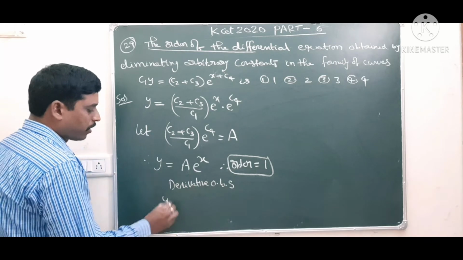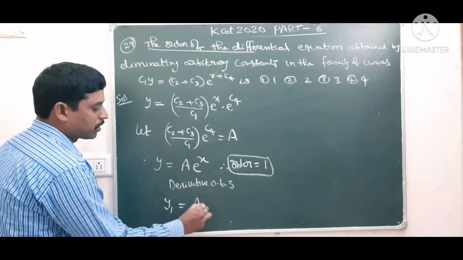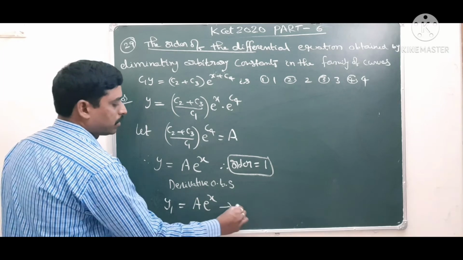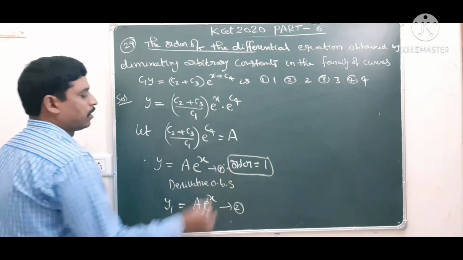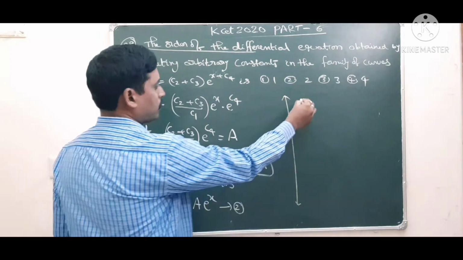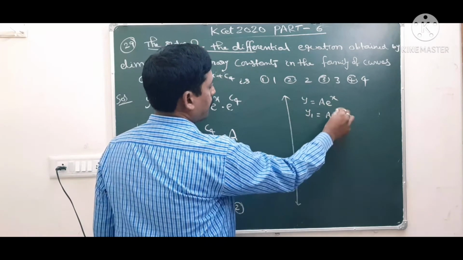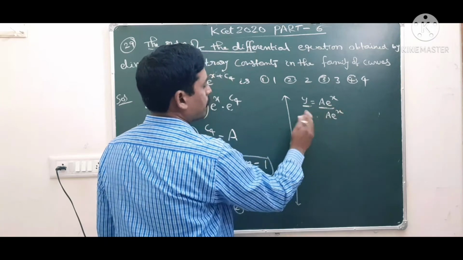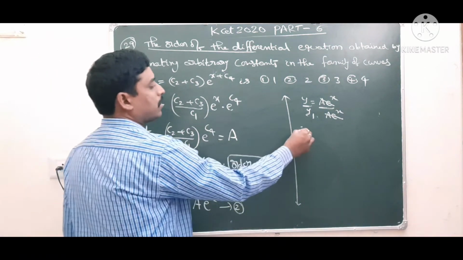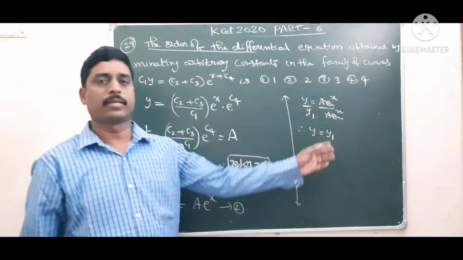So the derivative of y, we get y1 or dy by dx. y1 is equal to A, a constant, times the derivative of e to the power x, which is e to the power x. This is equation 2. This is equation 1. So divide equation 1 and 2. So y is equal to A e to the power x, y1 is equal to A e to the power x. So divide these two equations. A e to the power x gets cancelled. Therefore y is equal to y1. This is the differential equation.